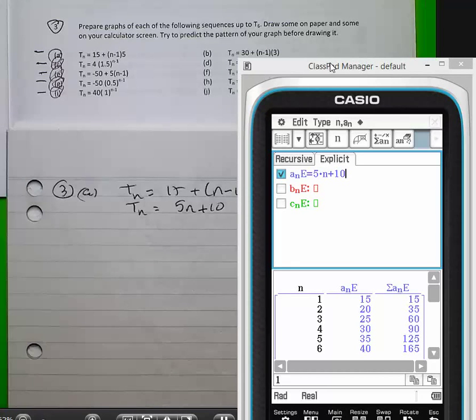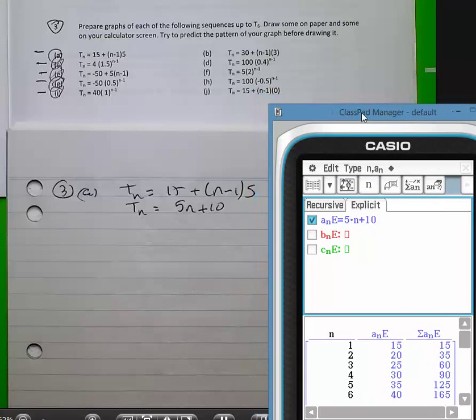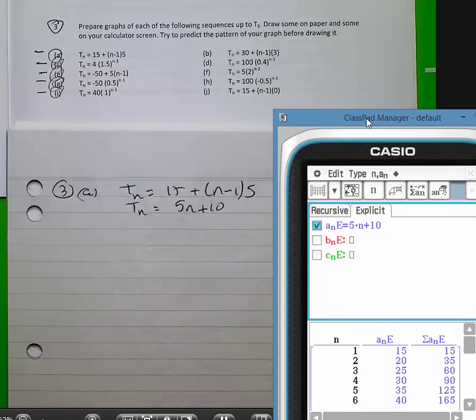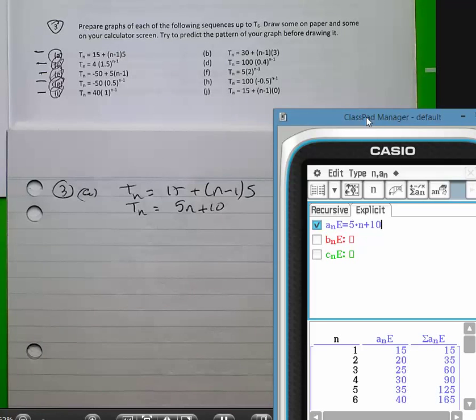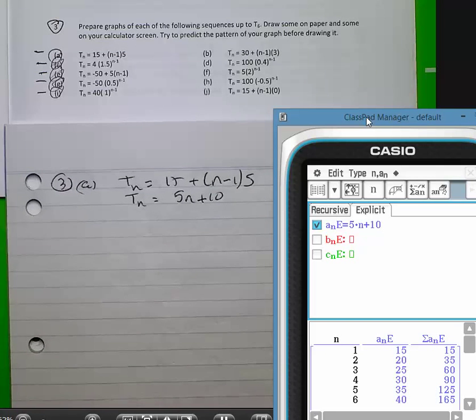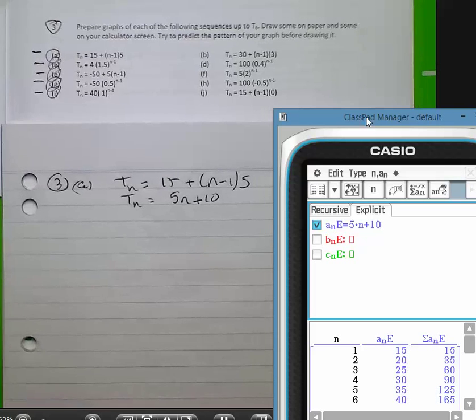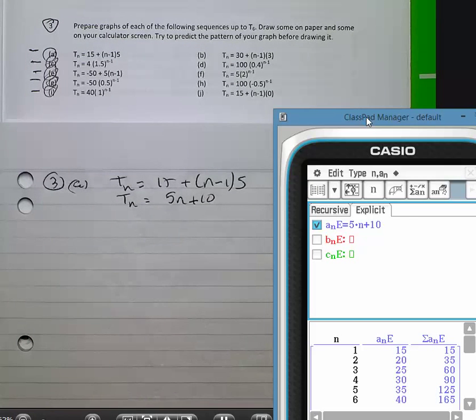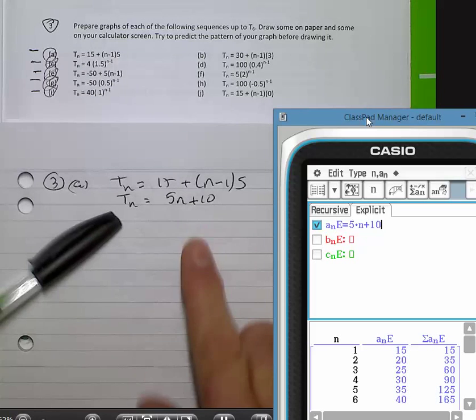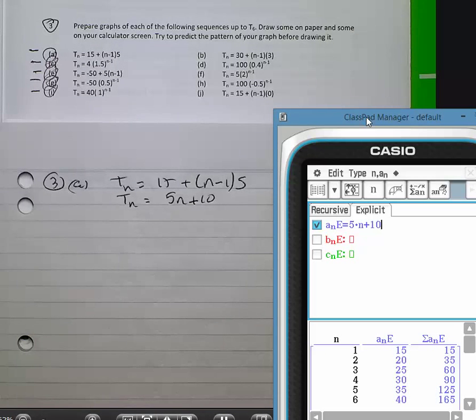In the case of question 3, what we're going to do is prepare graphs of each of the following sequences up to the 6th term. Now, probably best off using grid paper, but if you don't have any, it's quite easy to draw. First thing we need to do in these questions, for the cases of the arithmetic sequences, is to be able to expand them and write them in the form of n.